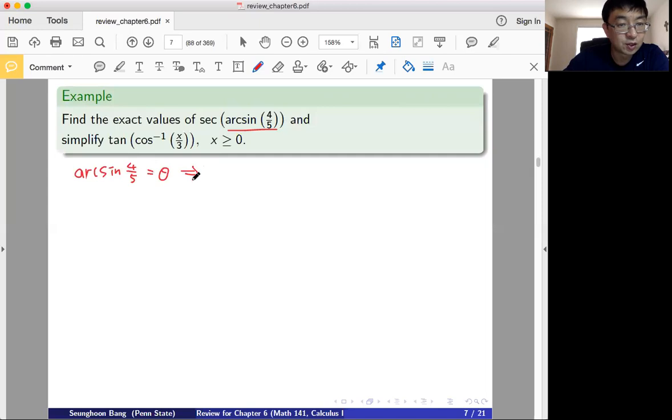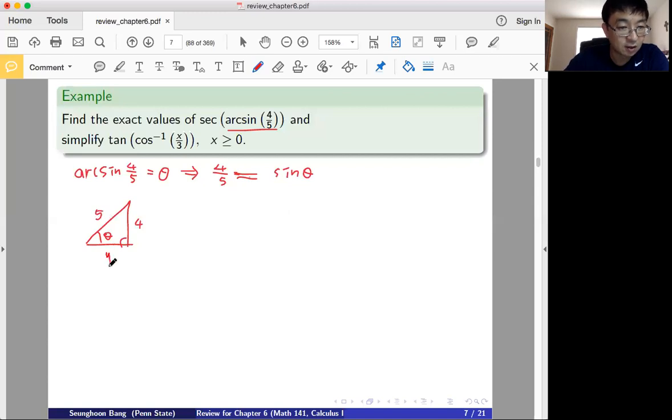I want to use the definition. This is the same as 4 over 5 equals sine theta. Sorry, not arc, only sine theta. The sine theta equals 4 over 5. You can draw a triangle. The sine theta is 4 over 5, exactly opposite over hypotenuse.